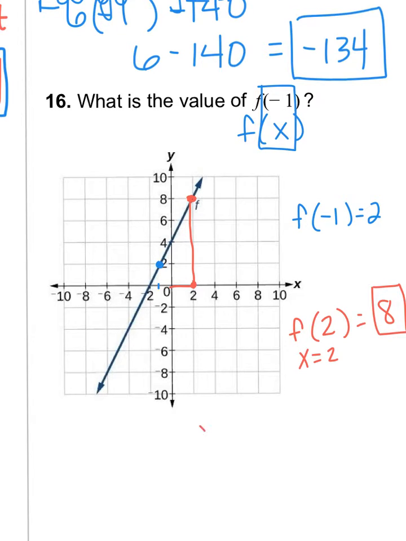Another example, f of negative 4. So that's whenever x is negative 4. We'll go over to negative 4, look down. Our value is negative 4 for the y as well.